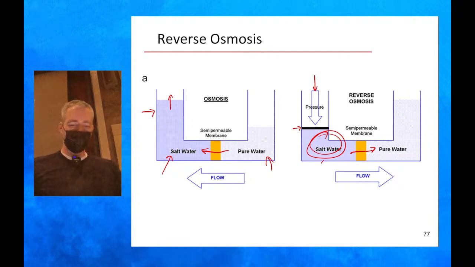And you can do this just by having a pump that pumps it through. Sometimes you see these systems where they spin it, and as the water gets pushed to the walls, it gets pushed through filters that way. But effectively what it does is it leaves all the junk behind and only lets the water come through that filter, that membrane.